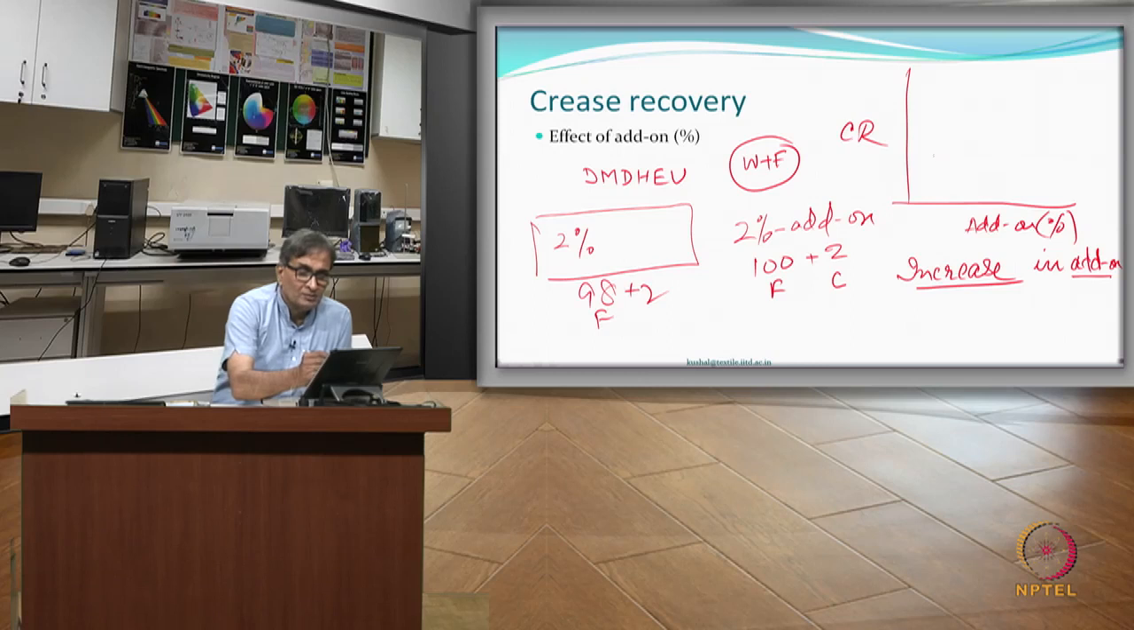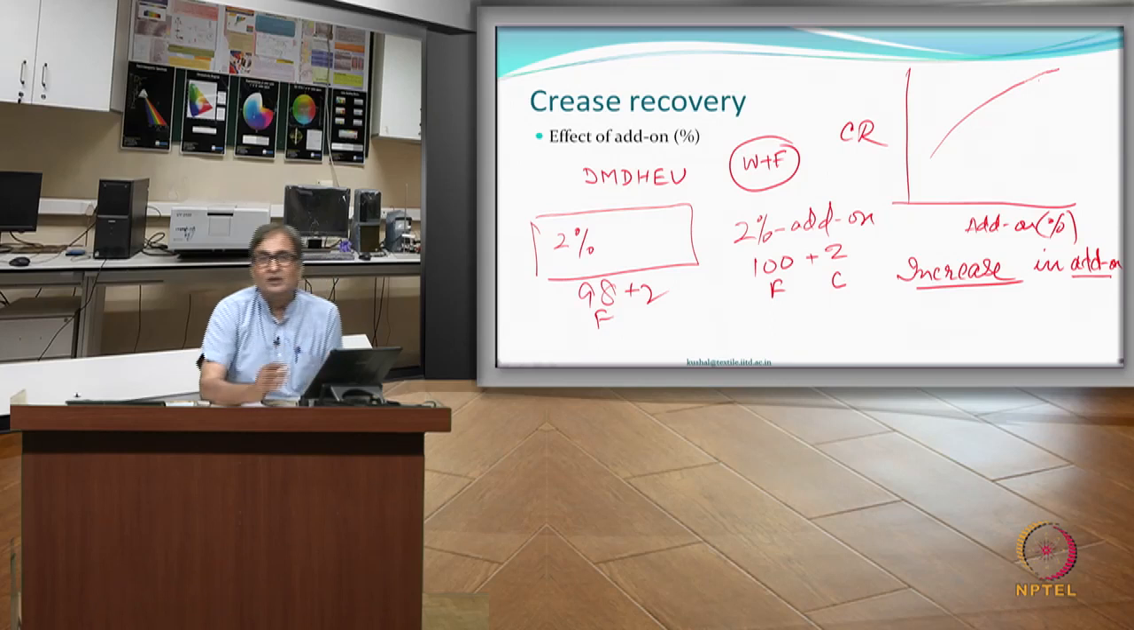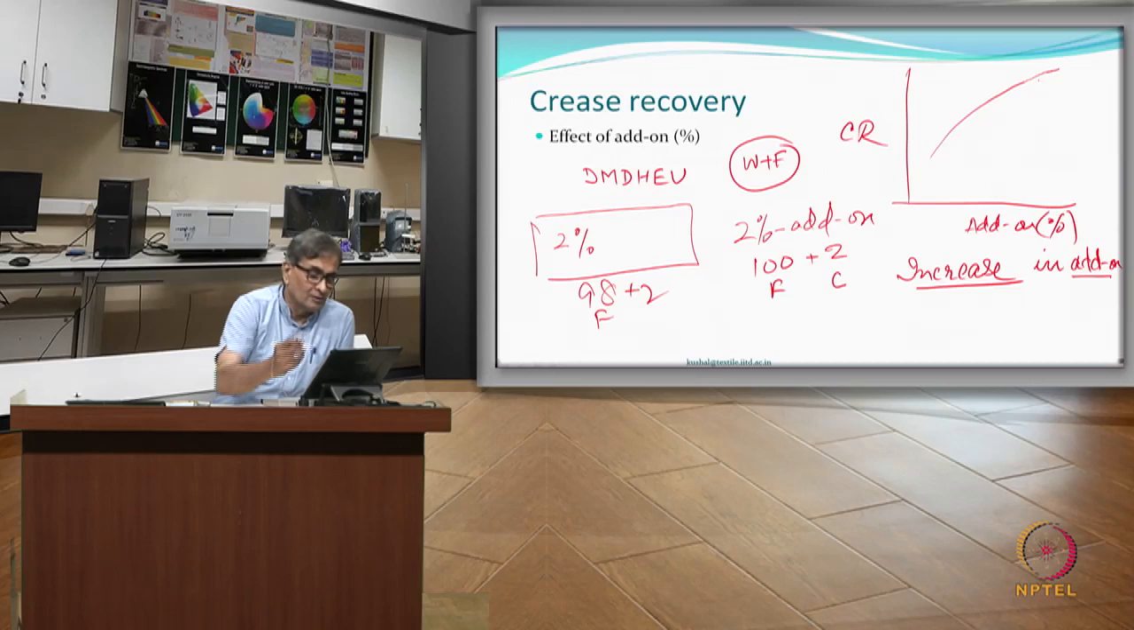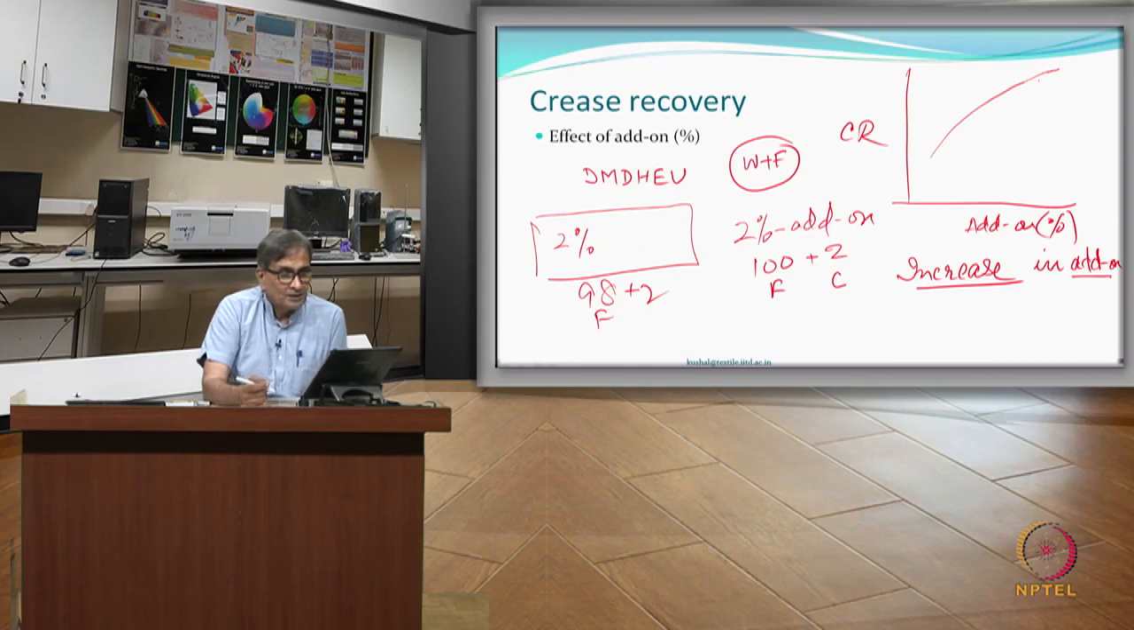So, generally we believe that it will increase, but if you keep on increasing, hopefully you may get some kind of saturation value and the rate of increase may be less. But generally we expect that there will be an increase. It may or may not be linear over the whole range of add-on, but that is what we will measure.